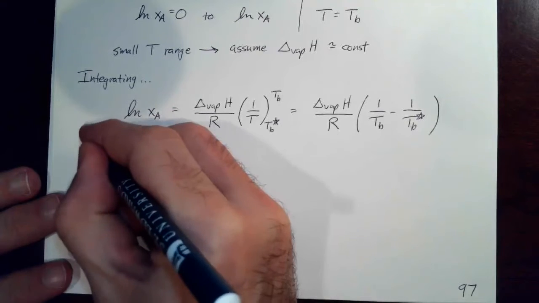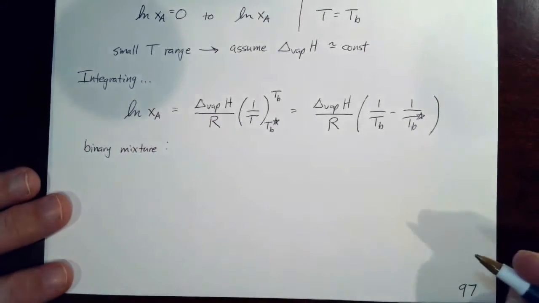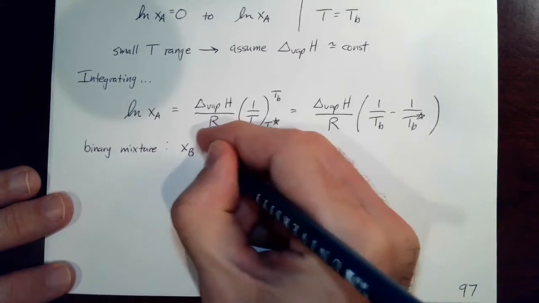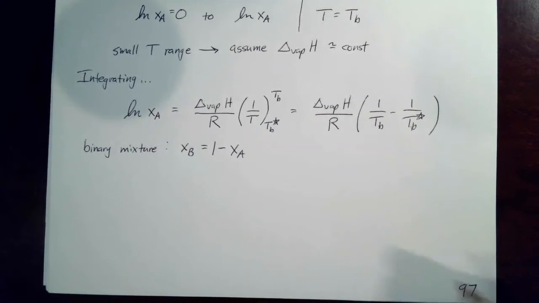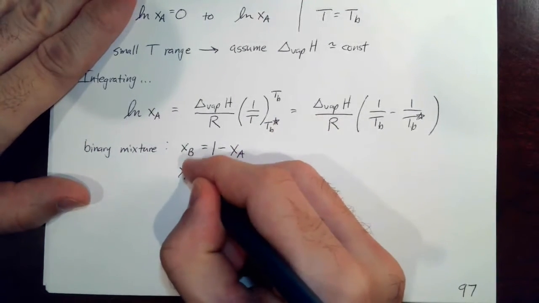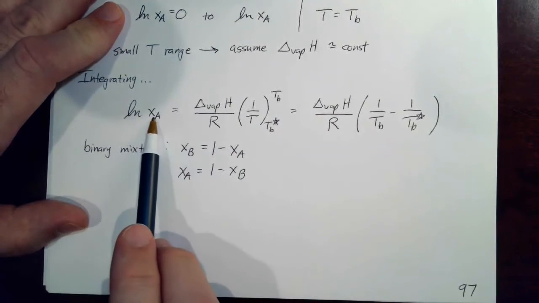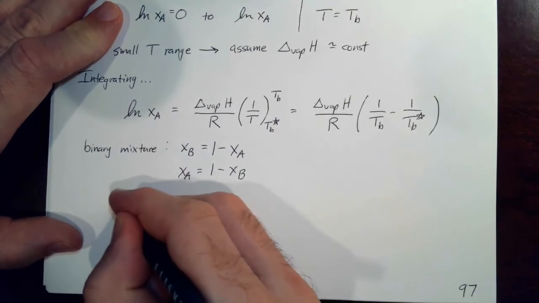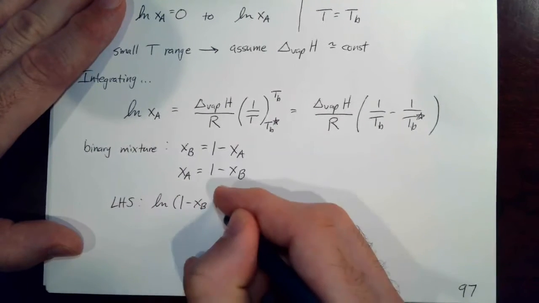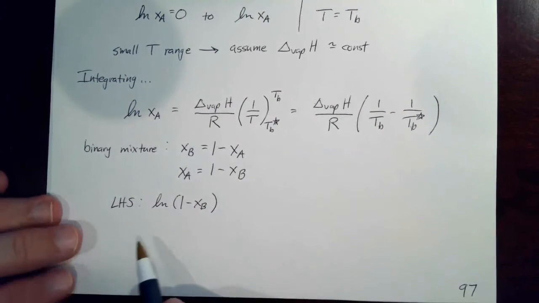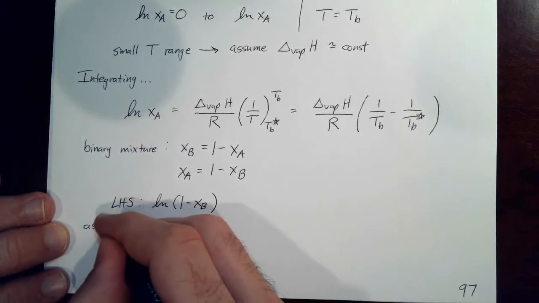Now, we're talking about a binary mixture here. There's only 2 species present, A and B. Therefore, the mole fraction of B is equal to 1 minus the mole fraction of A, and vice versa. The mole fraction of A is 1 minus the mole fraction of B. So I'm going to make that substitution here on the left-hand side. On the left-hand side, I end up with ln of 1 minus XB. And I'm going to make a further assumption here. I'm going to suppose that this is a very dilute mixture.